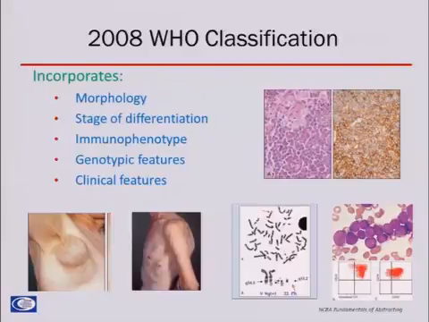Then came along immunophenotyping, where we could find out if they were B cells or T cells. And then came the genotype features. And the clinical features have always been there, but now we know to look for specific clinical features that go with all this other combination. And the 2008 WHO classification takes all of that together and classifies the tumors.